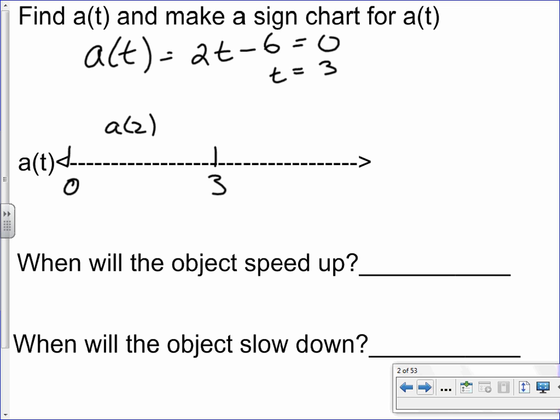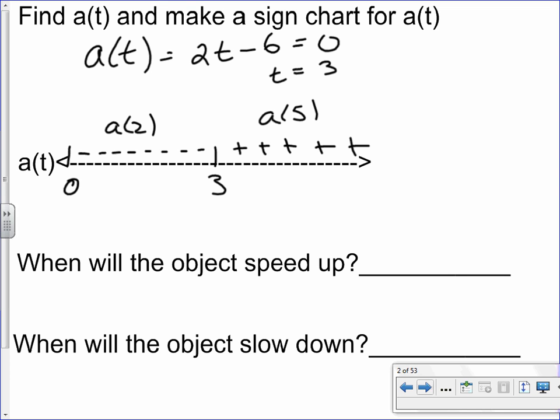Now, you're trying to find the sign of the acceleration, so make sure you're plugging the 2 into the acceleration, not velocity. At 2, the acceleration, 2 times 2 minus 6, is negative. So for any value of t between 0 and 3, acceleration will be negative. Then you take a value of t greater than 3, such as 5. 2 times 5 minus 6 is positive. It doesn't matter what value of t I picked that was greater than 3, I would have got a positive value for acceleration.